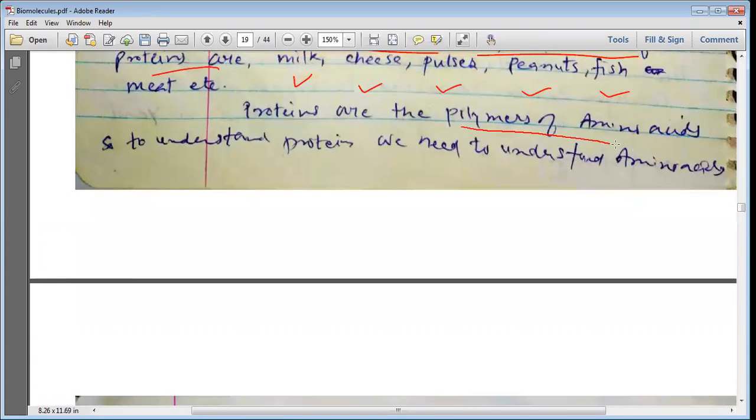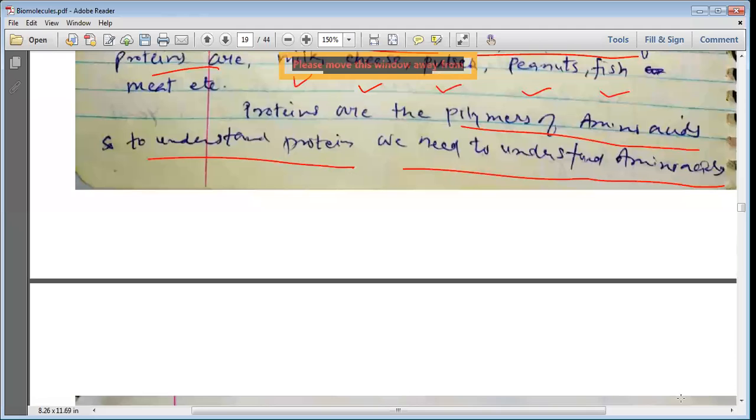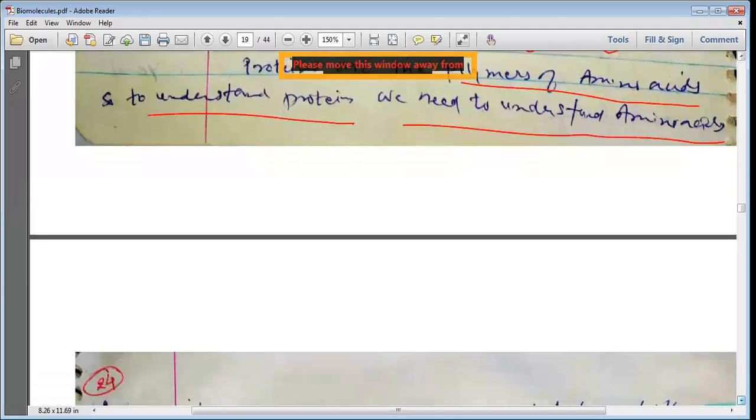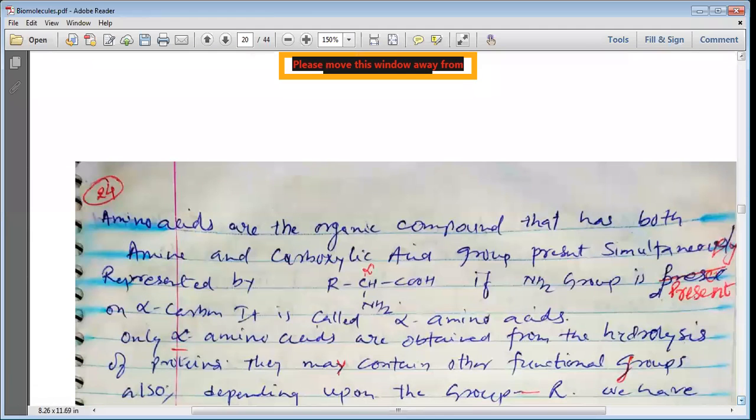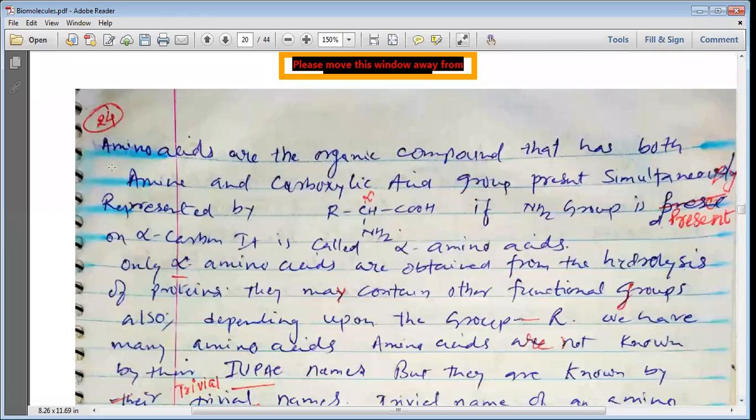Proteins are the polymers of amino acids. So to understand the protein, we need to understand amino acids. Proteins are the polymers of the amino acids, and to understand protein, we must understand amino acids. Let's study about the amino acids.